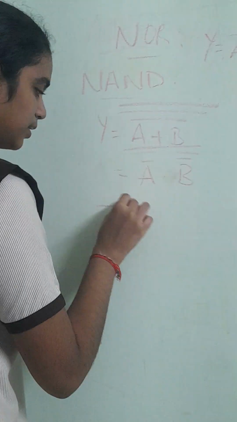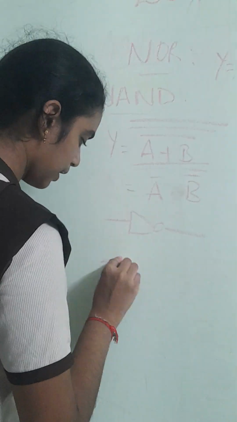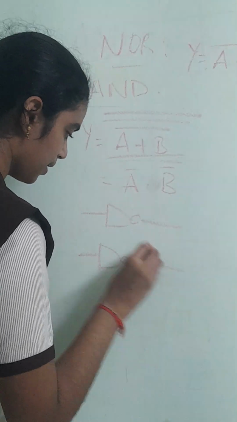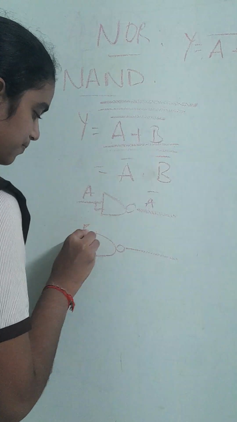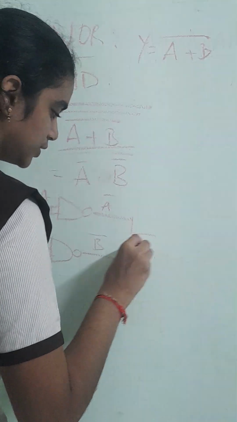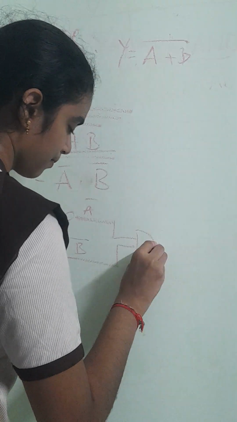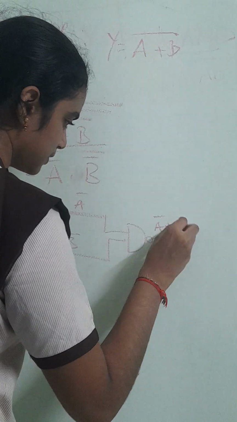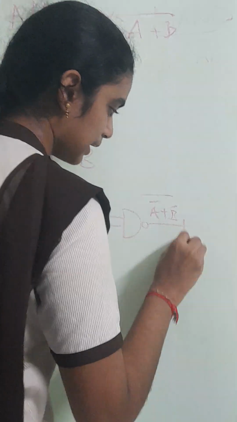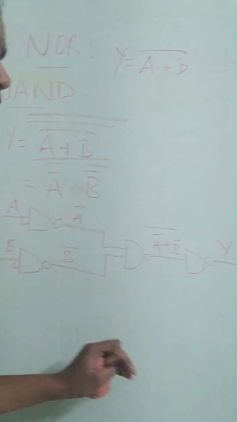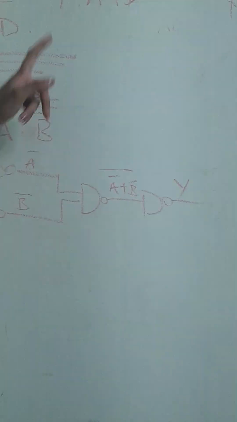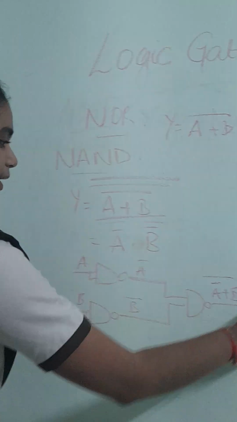So A bar and then B bar. So A bar, B bar, joining these two using a NAND gate, I will be getting A bar plus B bar whole bar. Again joining these two using a NOR gate, I will be getting a required output Y. So this is a conversion of NOR gate to NAND gate.